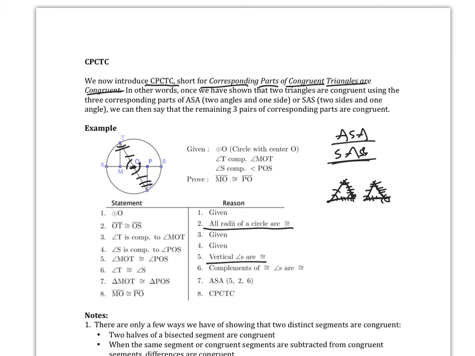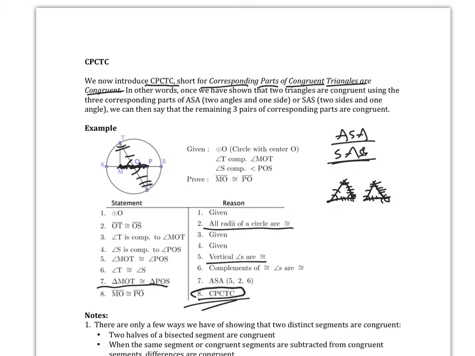Okay, so now by ASA, we can say that these two triangles are congruent in steps 5, 2, and 6. But now we can also say that these two sides, MO, which is this hard to see side here, and PO, this side right here, those two are congruent because the triangles of which they are sides are congruent, and these two are corresponding sides. So by CPCTC, we can say that these are congruent.